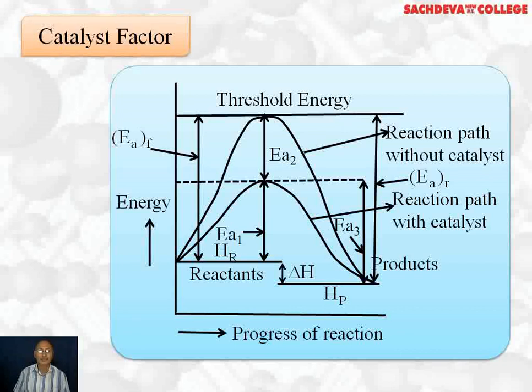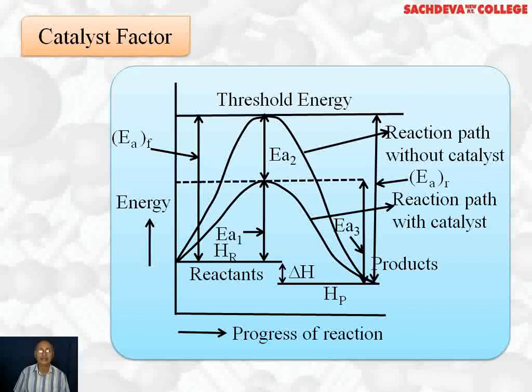And when we use catalyst, you can see that now activation energy has become EA1 for the forward reaction, and for backward reaction or reverse reaction the activation energy has become EA3. And the amount by which the activation energy is lowered is represented by EA2. It means that catalyst lowers down the activation energy both for forward as well as backward reaction.